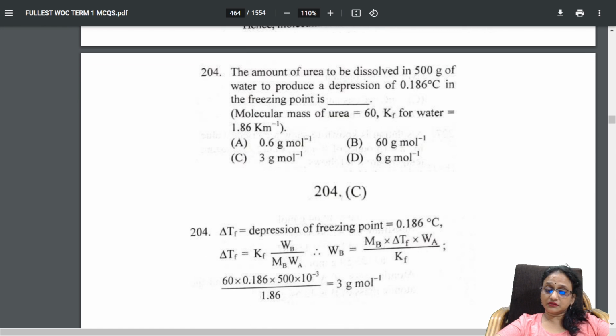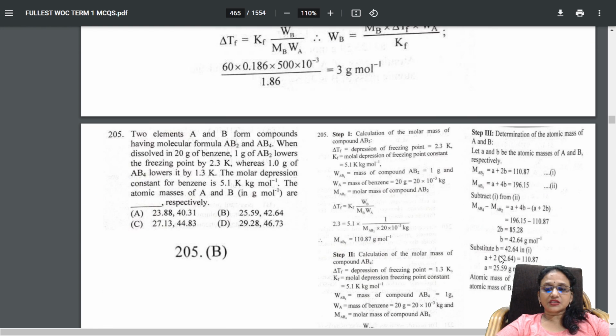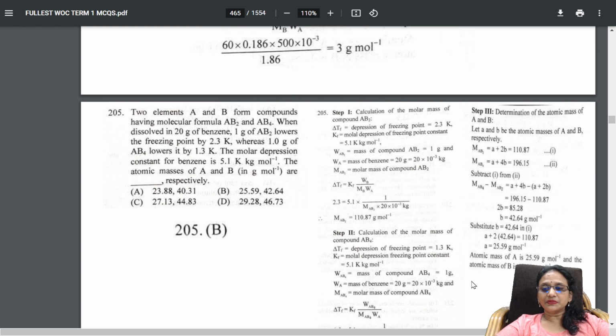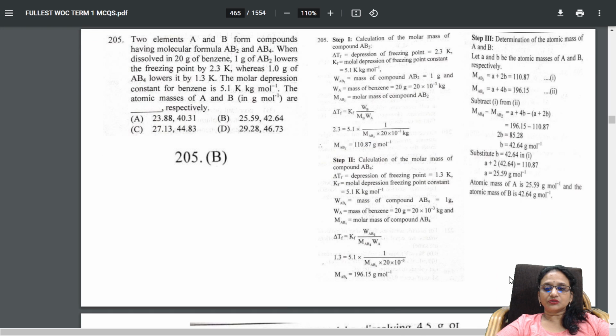Here they have asked you to calculate weight. Till earlier they have asked you molecular mass. Here they've asked you to calculate weight. This is again a big sum, a little bit. So step by step you're going to calculate, and here they have asked you to find out atomic mass. So go through the sum carefully. Such big sums will not be given, don't worry.